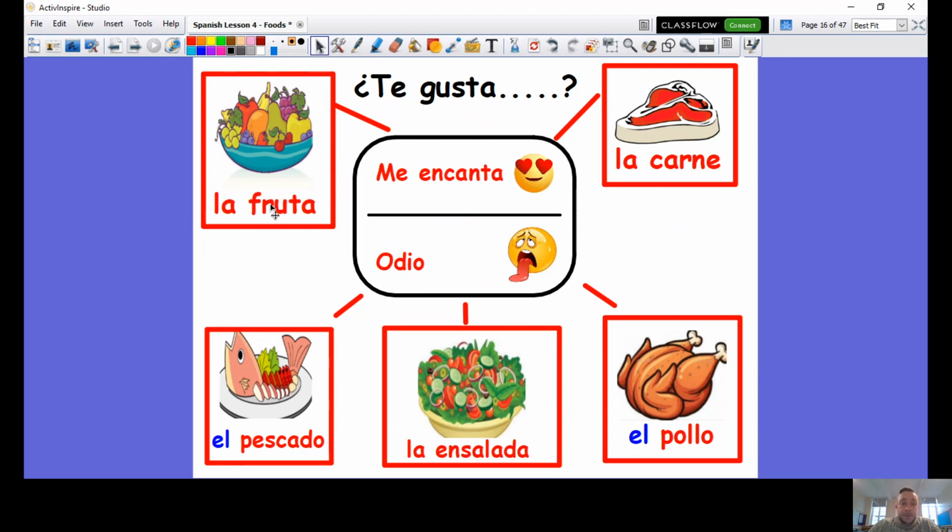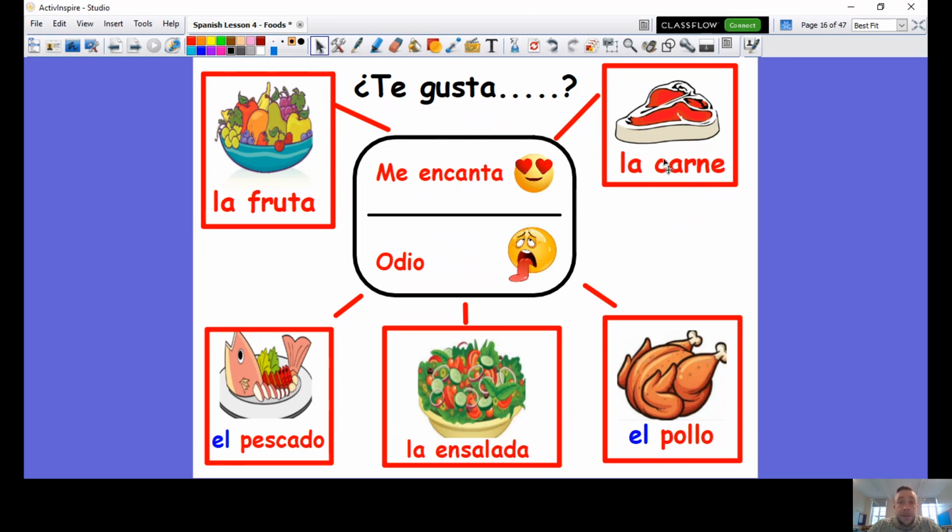Oh, muy bien. Now I'm going to ask you if you like meat. I say to you, ¿te gusta la carne? And you want to say, I love meat. You would say, me encanta la carne. But if you really don't like meat, you're going to say, odio la carne. Let's find out. Here comes my question. ¿Te gusta la carne?